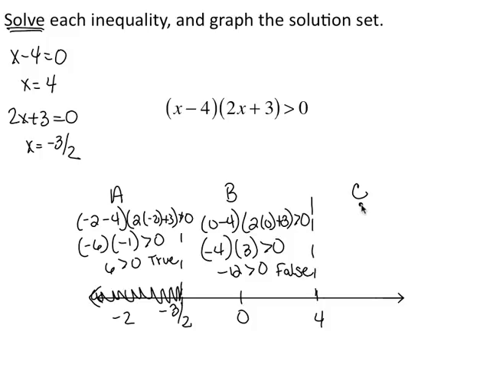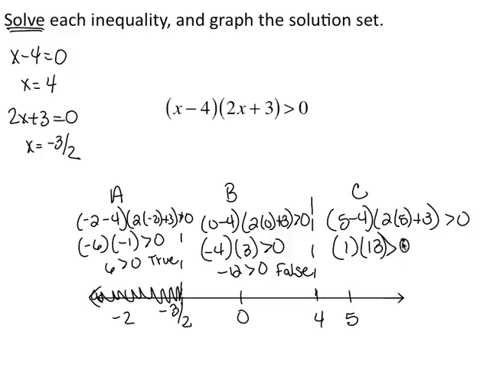And then the last point to test is any point in interval C. So any number greater than 4. So I'm going to use 5. So we have 5 minus 4 times 2 times 5 plus 3, is that greater than 0? So 1 times 2 times 5 is 10 plus 3 is 13, and 13 is greater than 0, so we can use all the points from interval C.